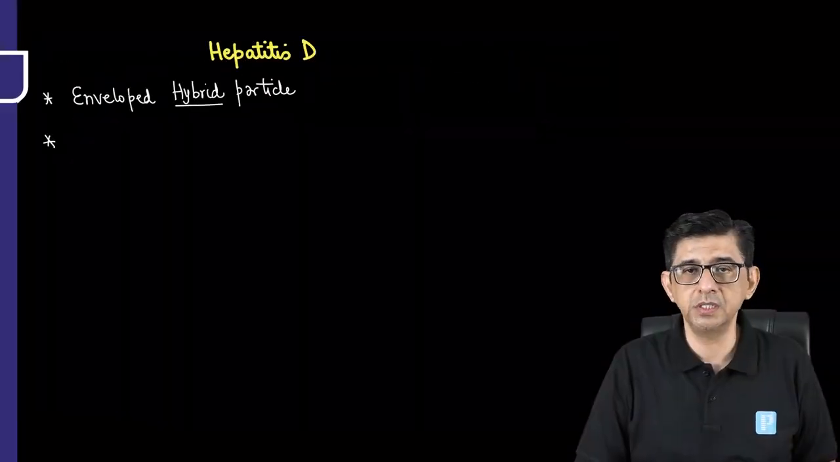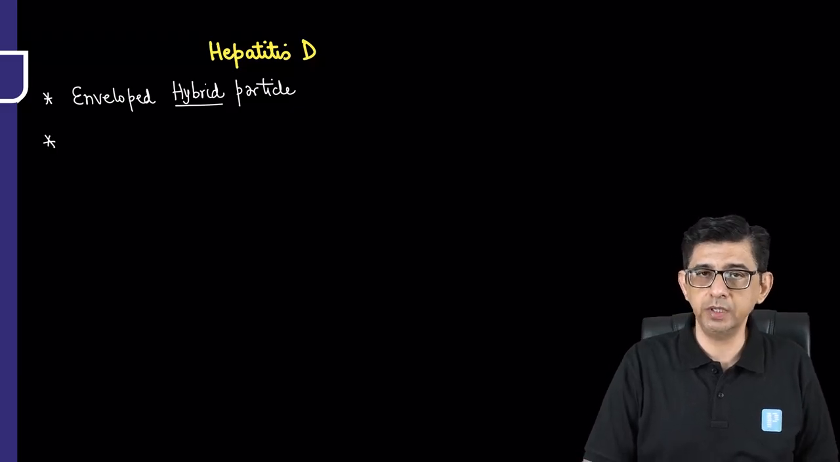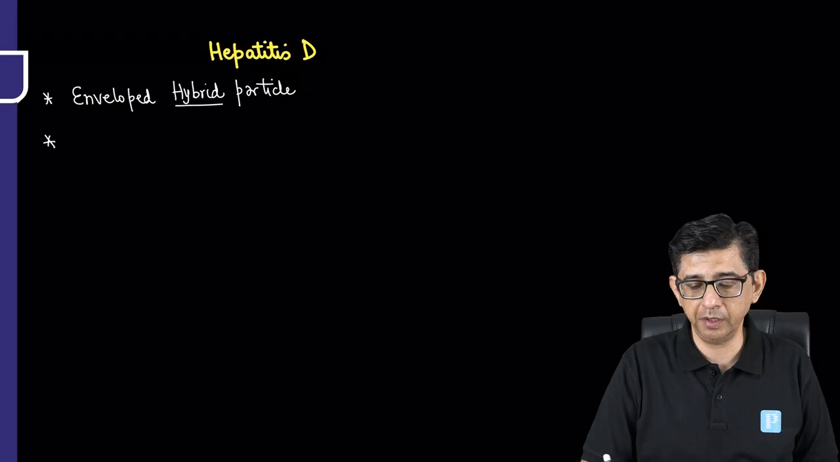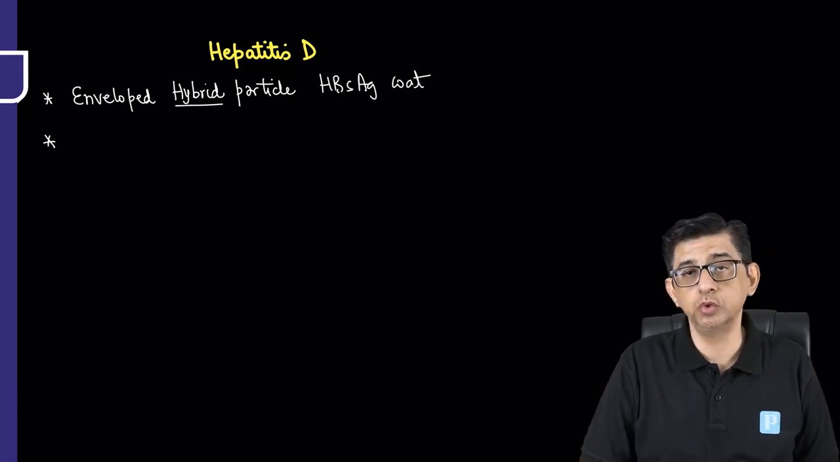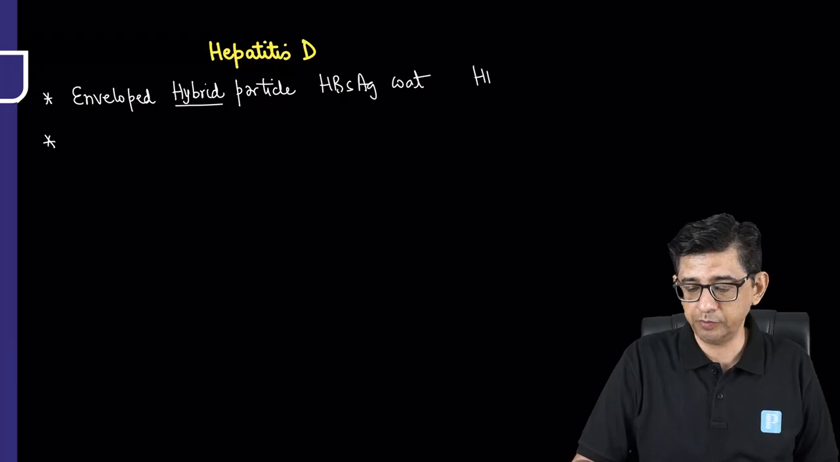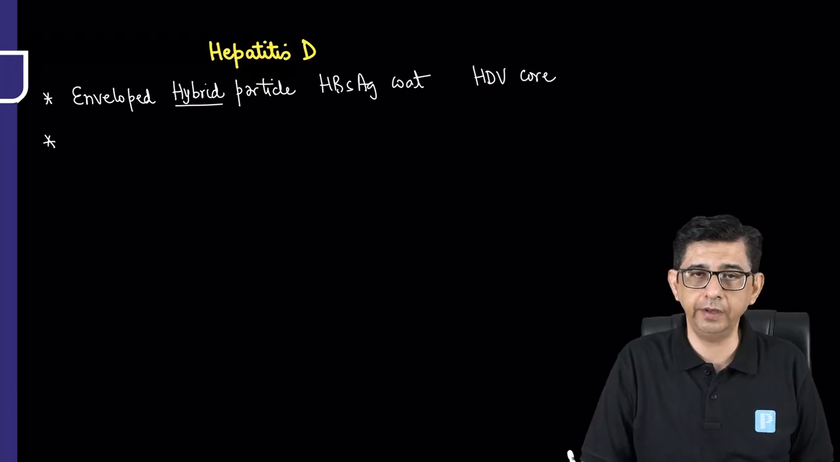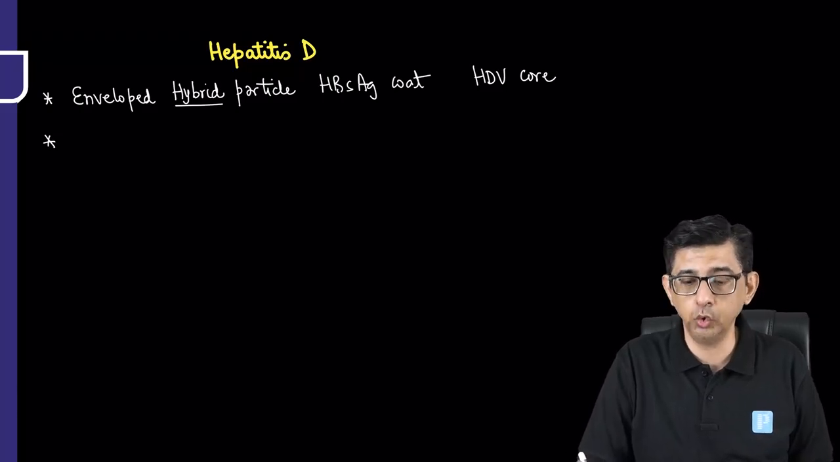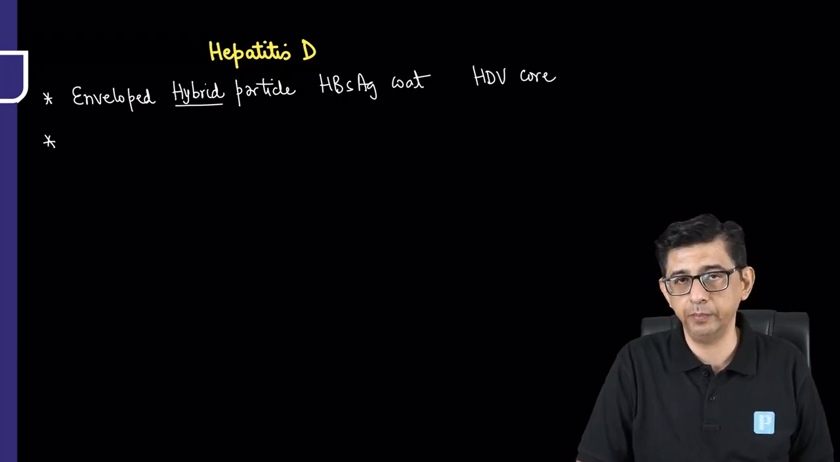Next up is hepatitis D virus, which is also called Delta virus. And the first specialty to be remembered is that this is an enveloped hybrid particle. What I mean by hybrid particle is that it will be having a coat of hepatitis B, but when it comes to the core, it will be made up of the Delta virus. So because it's having features of both of them, that's the core of Delta, and the coat of beta, that is hepatitis B virus. That is why we use the word hybrid.